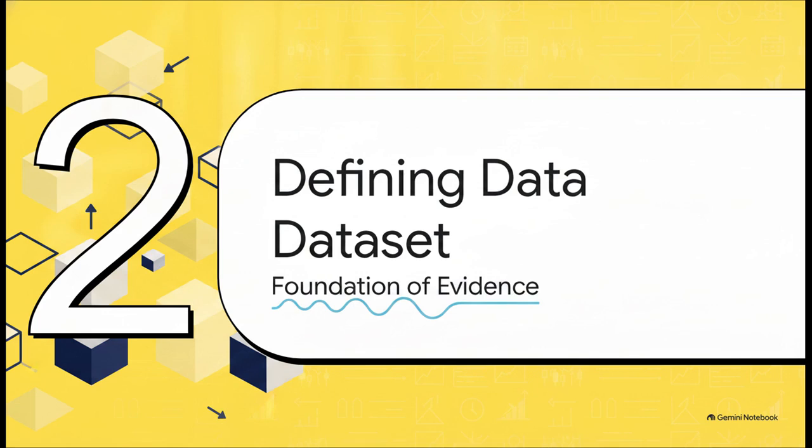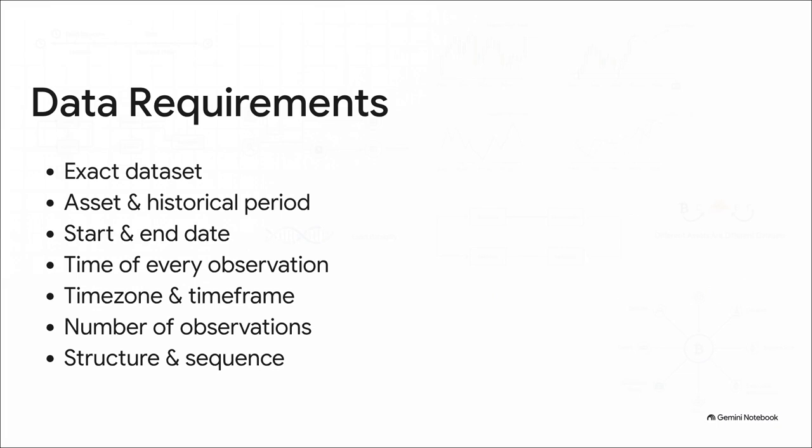Moving right along to Section 2, defining the data set, which is really the foundation of all our evidence. And this brilliantly illustrates just how strict the SRBPR framework really is. Rule number 1 demands that before we even think about executing a hypothetical trade, we must rigidly lock down our evidence. The original dataset has to remain absolutely unchanged during verification. We need the exact asset, the exact time frame, the precise time zone, and the exact count of observations.